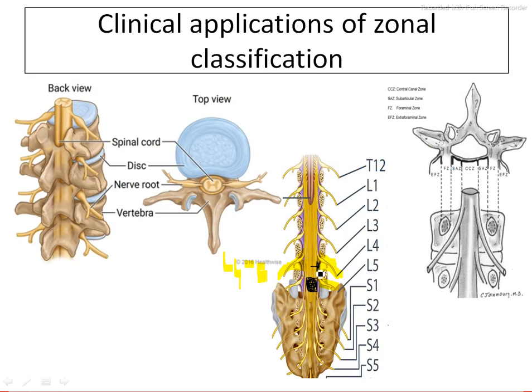So which one is the traversing nerve root here? This one. This is the L5. So the L5, though it is exiting from this level between L5 and S1, its impingement is seen when paracentral disc prolapse is seen at the level of L4 and L5.